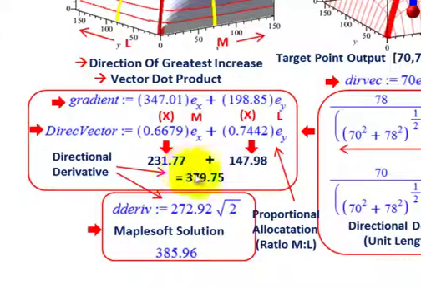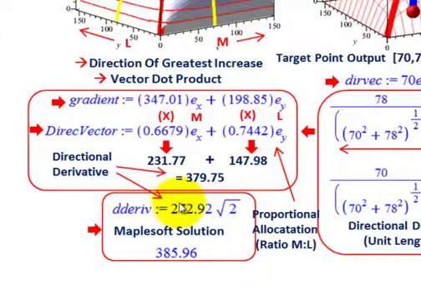We could have gone through all these mechanics, but in this case I used Maplesoft. We could have just put in a simple command, and based on our function and our inputs, it would have given me the directional derivative, 272.92 square root of 2, which is the slope, or the rate of the greatest change for our output, at 385.96. That compares to what my multiplication gave. I didn't put enough decimal points in, and that's the only difference: 379 versus 385, I just didn't carry out enough decimal points.